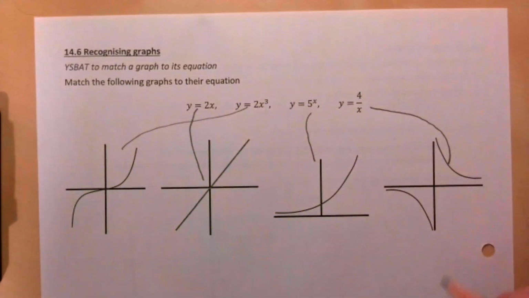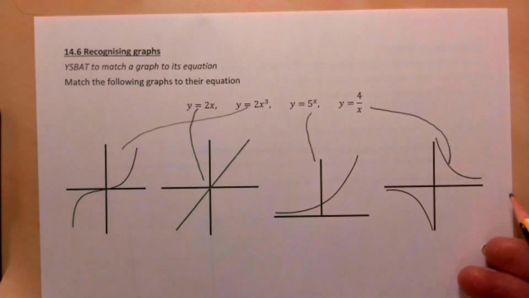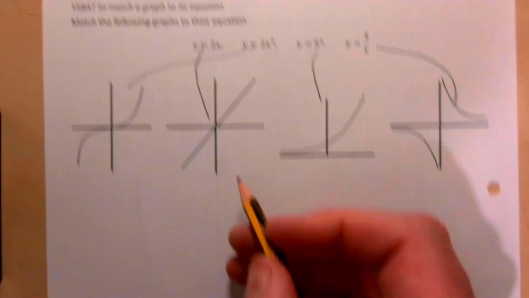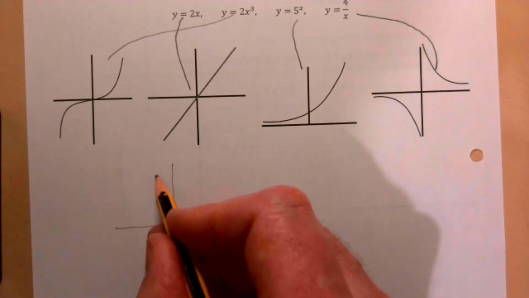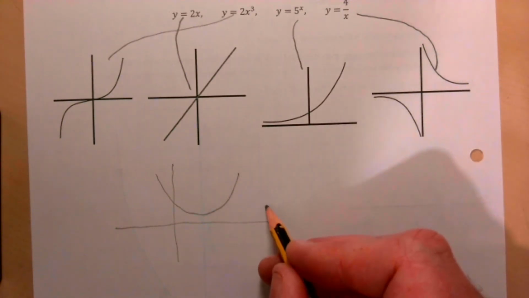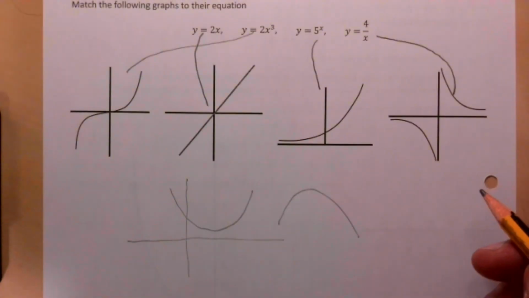So again, you should have a vague notion of what these graphs look like. The classic one that's been left out, of course, is our parabola, or our quadratic one. And remember, it either looks like this or like this, just as a bit of a reminder.